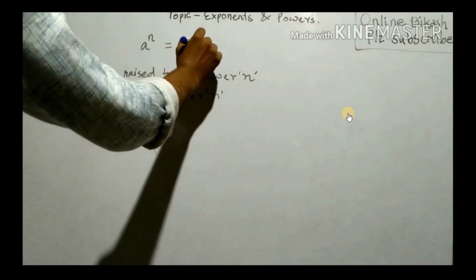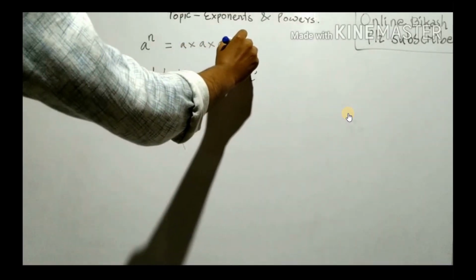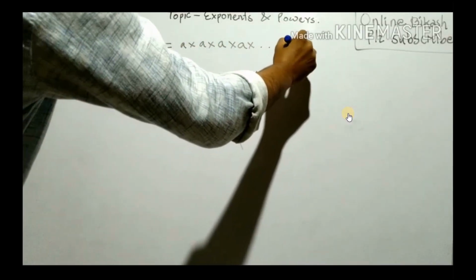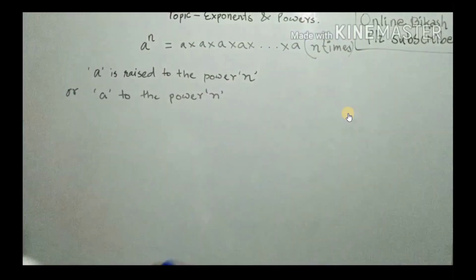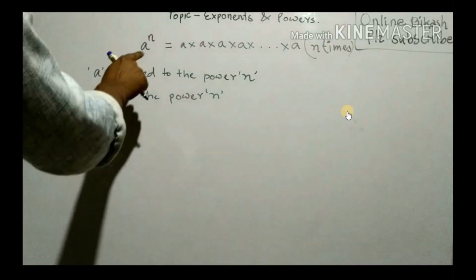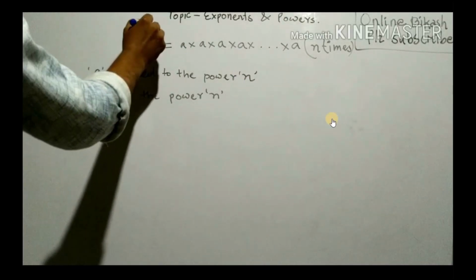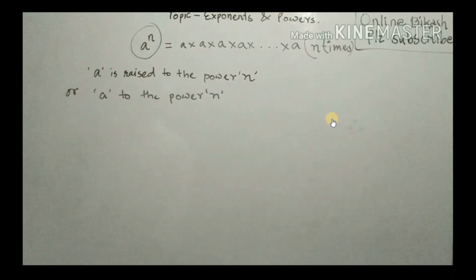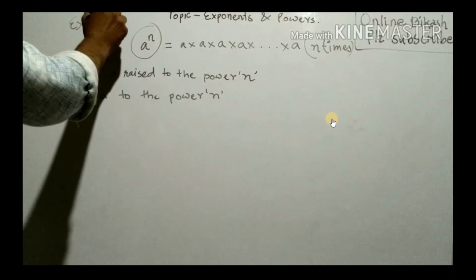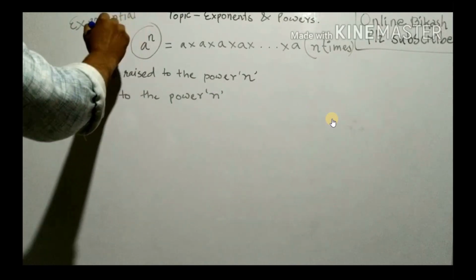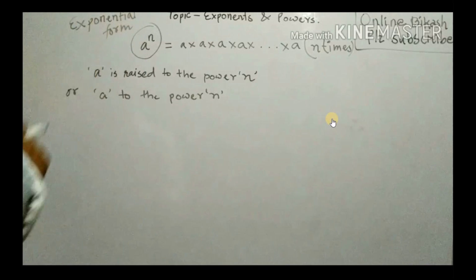the long sentence, we simply can say a to the power n. And a to the power n actually means a into a into a into a into dot dot dot into a. How many times? n times. Why is it n times? Because of this n. And this whole a to the power n is known as exponential form. Is it clear? I think it is clear with you. So we have understood what a to the power n is.